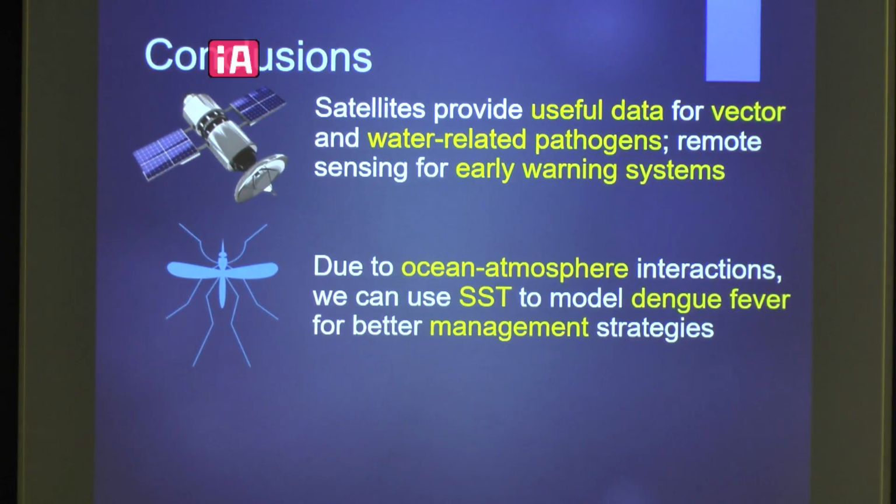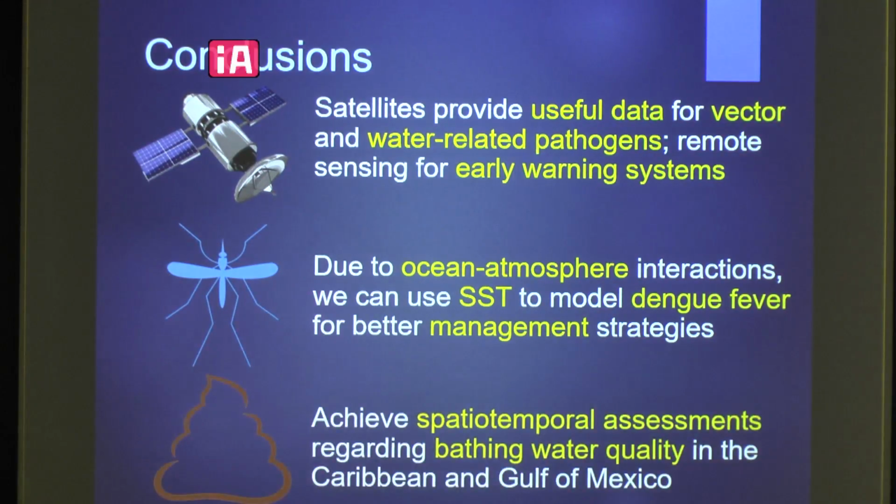In terms of mosquito-borne diseases, because of that ocean-atmosphere interaction, we can use sea surface temperature in many other places to model dengue fever and come up with better management strategies, especially when we have diseases coming up like Zika virus, chikungunya, more like Zika virus, and all of those outcomes that we see with microcephaly and all the worries that creates in the population around the world. And we can achieve spatiotemporal assessment regarding bathing water quality. I only showed you an example with turbidity.